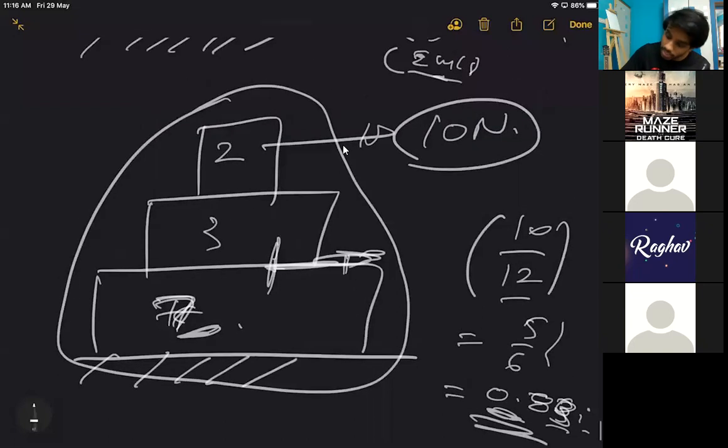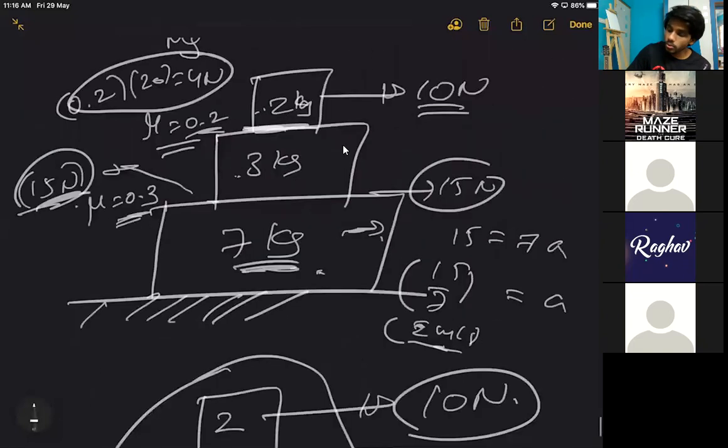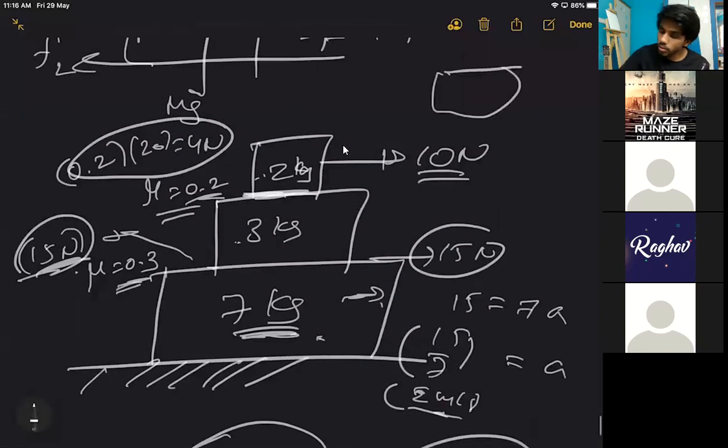We'll have to check the same thing for the second block also, whether it can actually move with that acceleration or not. How are we going to do that? We are going to write the forces on the second block. The force is 4 newtons.